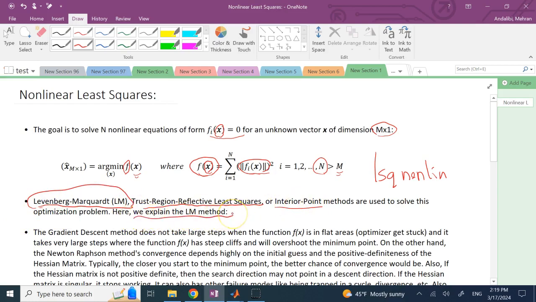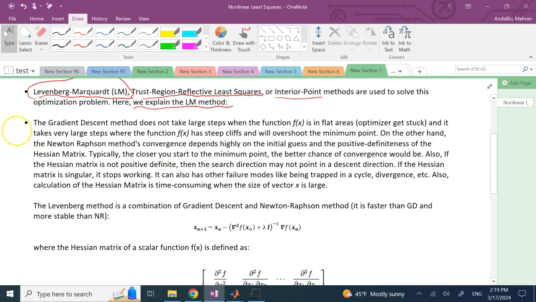So the Levenberg-Marquardt algorithm is a combination of the gradient descent algorithm as well as the Newton-Raphson algorithm, because each one of these methods has limitations. Gradient descent does not take large steps in flat areas, in the areas where the gradient is small, and can get stuck. On the other hand, it takes very large steps when the function has big gradients, and it can overshoot the minimum. So setting the learning rate for that is a topic.